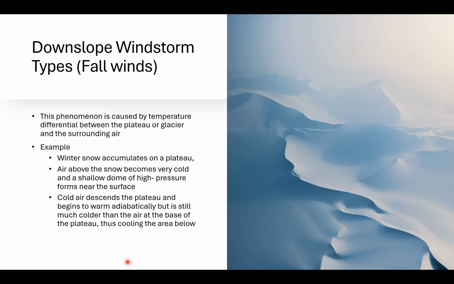Now, this phenomenon we talk about with fall winds is caused by a temperature differential between the plateau or the glacier and the surrounding air. So here's an example of how this type of fall wind, like a katabatic wind, would develop. Let's say we have winter snow that accumulates on an elevated plateau. Air above that snow is going to become very cold. You're going to get a shallow dome of high pressure that forms near the surface due to that colder underlying snow. And then the cold air is going to descend that plateau and begin to warm adiabatically as it runs down slope. But even though it's warming adiabatically as it comes down, it's still much colder than the air at the base of that plateau. So regardless, you're going to have a colder wind hitting that area below. So this is generally an example of how a fall wind, a severe downslope windstorm, would develop.